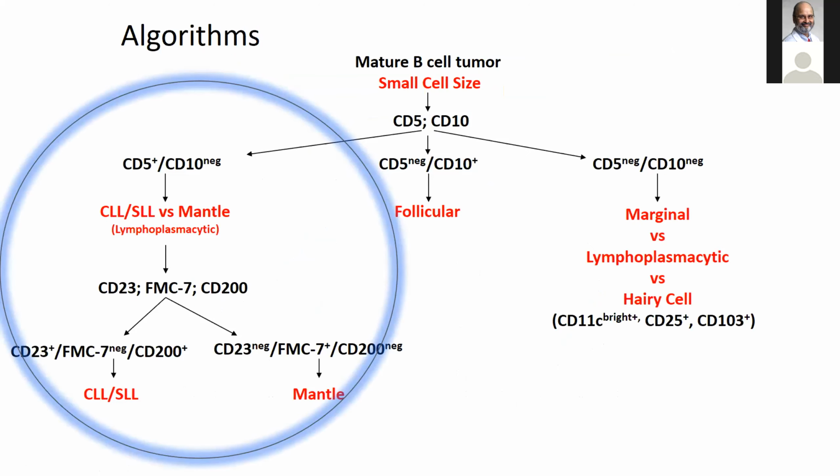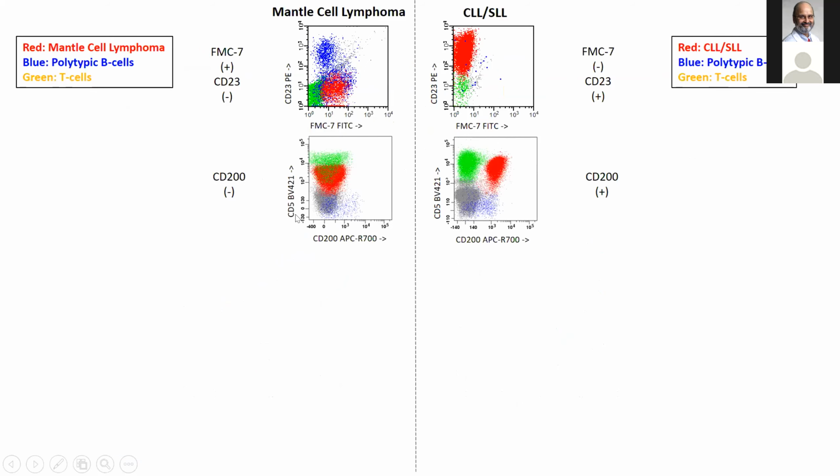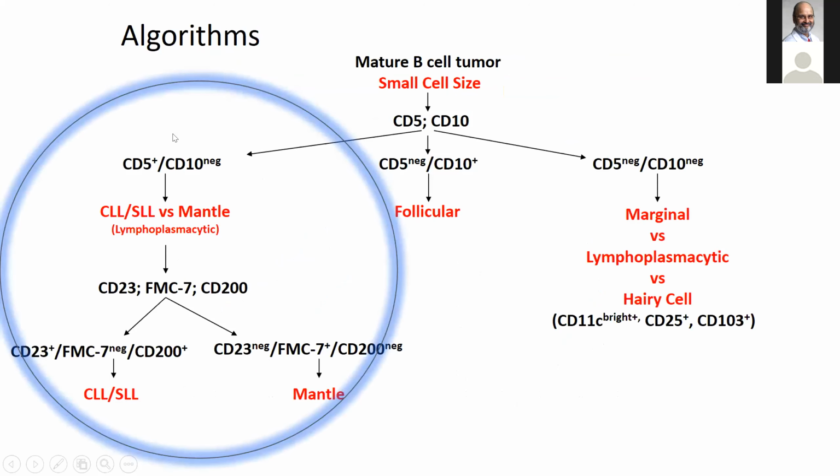Okay, so this is our algorithm that Nitin had showed us earlier, and we're going to focus again on the CD5 positive lymphomas and, for the most part, the small cell lymphomas. When we talk about the CD5 positive small cell lymphomas, the two lymphomas that are most characteristically going to show that immunophenotype are chronic lymphocytic leukemia / small lymphocytic lymphoma versus mantle cell lymphoma. So those are the two we're going to focus on first.